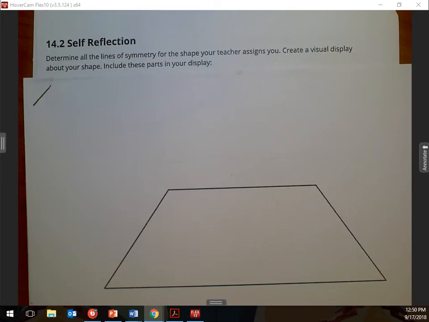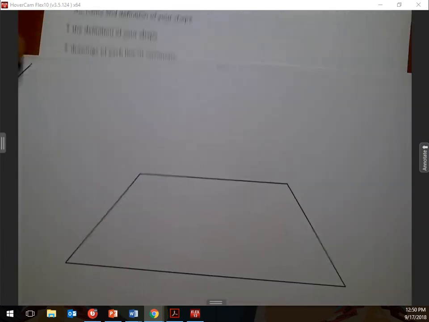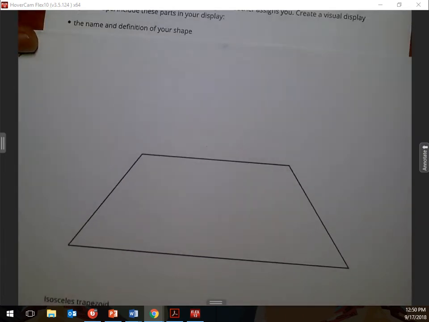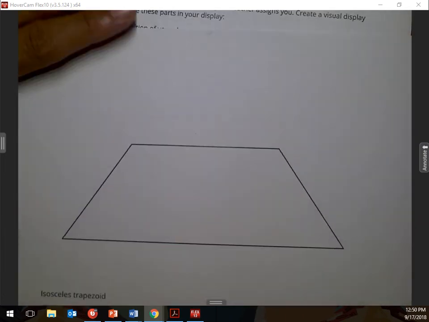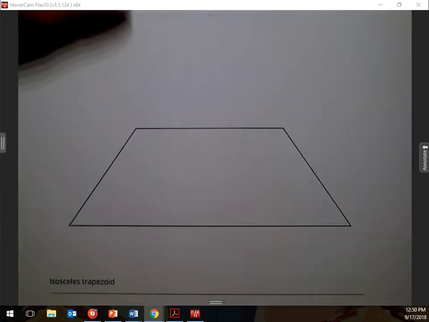Line symmetry. Okay, where can you fold it at? Alright, listen up, you people. I'm going to go over this now. The first one says, name the shape and definition of shape. The first one is an isosceles trapezoid. What do we know about isosceles trapezoid?